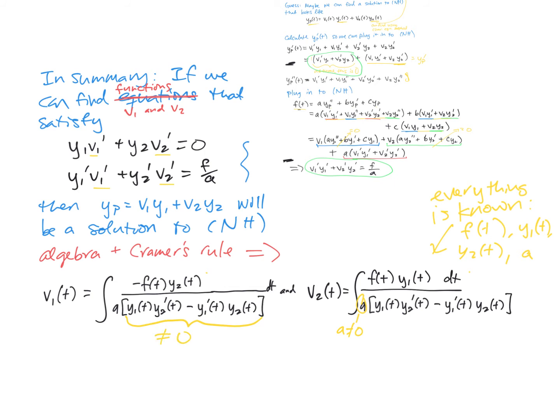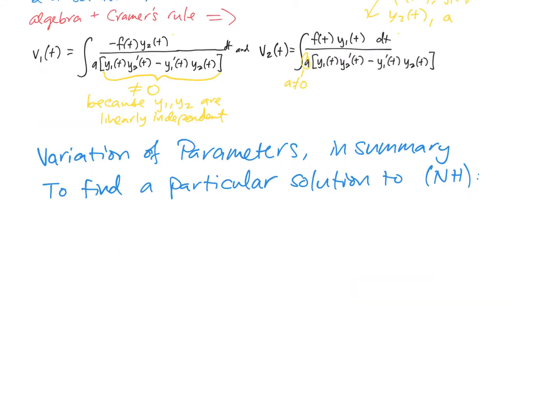And why is that? Because y1 and y2 are linearly independent. And that result, that this quantity in the brackets is non-zero if y1 and y2 are linearly independent, is something that we saw in the existence proof a couple sections ago. And so you see why this concept is super important and why everything relies on finding these two linearly independent solutions. Okay, so this is the method. This is the method of variation of parameters. So let's summarize.